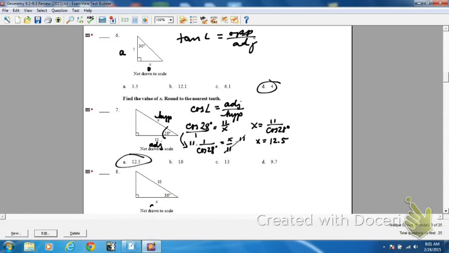Number 8, again, we also have adjacent and hypotenuse, so you're going to use the cosine function again. Cosine of an angle is adjacent over hypotenuse. And the answer to number 8 is 8.1.